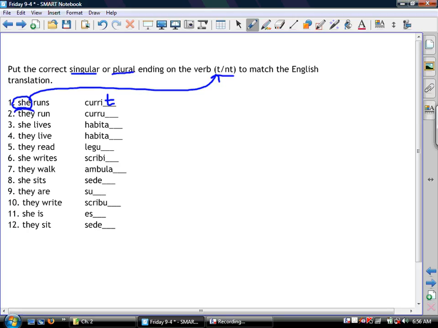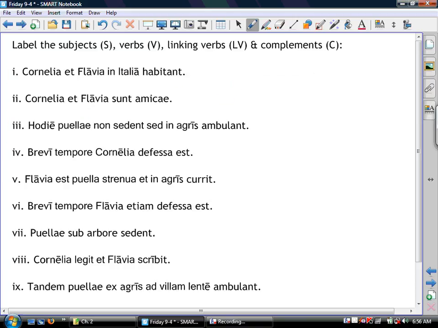For verbs that have they as their subject, we have plural. And so we're going to go here to the they, which is more than one. More than one is going to use NT. Okay? So you'll follow that pattern throughout the entire assignment.